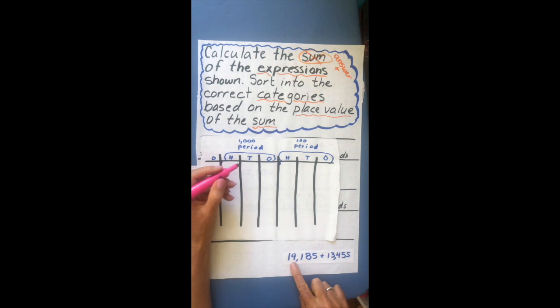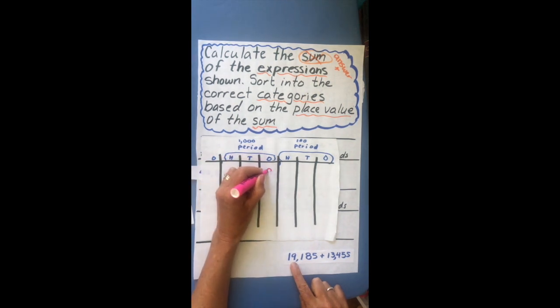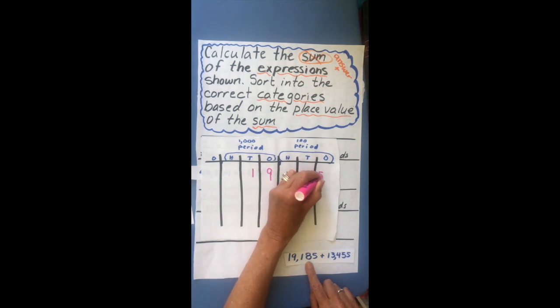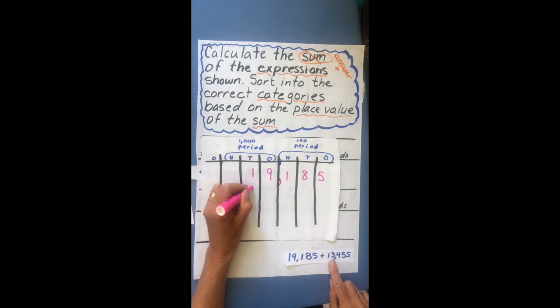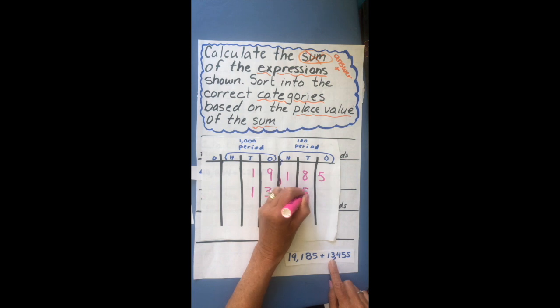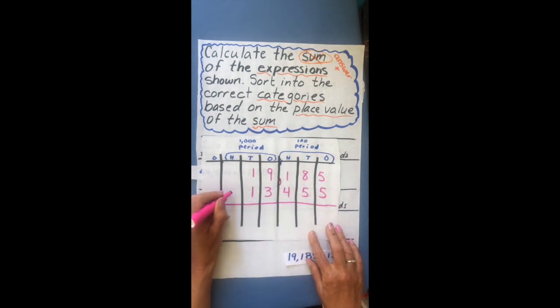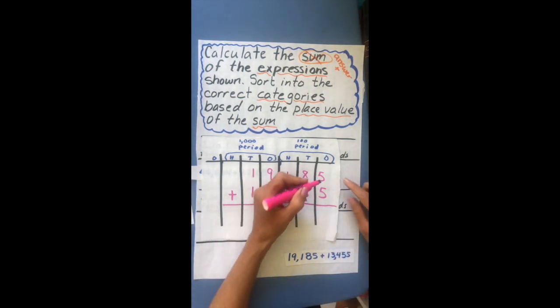So it says 19,000s, I go in the thousands period and I write 19,185 in the hundreds period. And I put the comma. Now I do my next 13,455. So this isn't that big of a deal. You just have to know what the word sum means in category. So now I'm going to add these up.